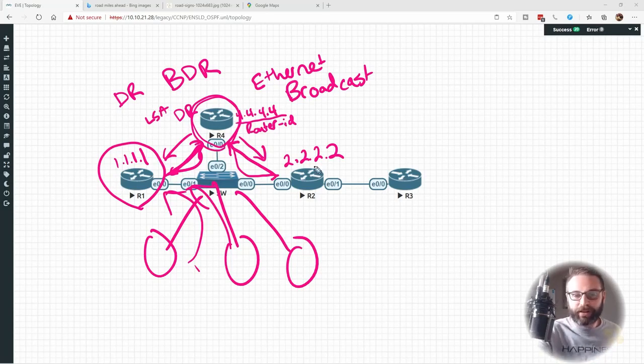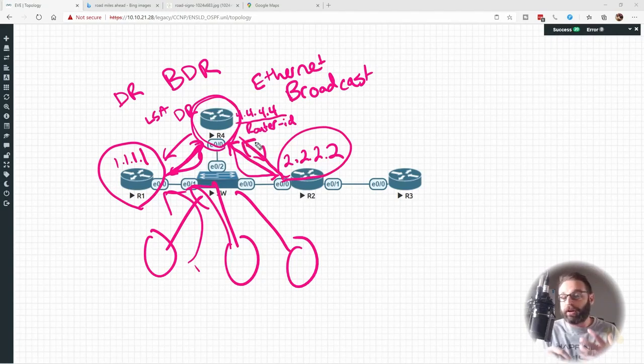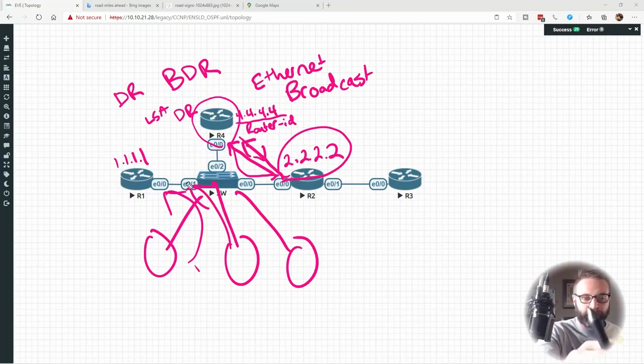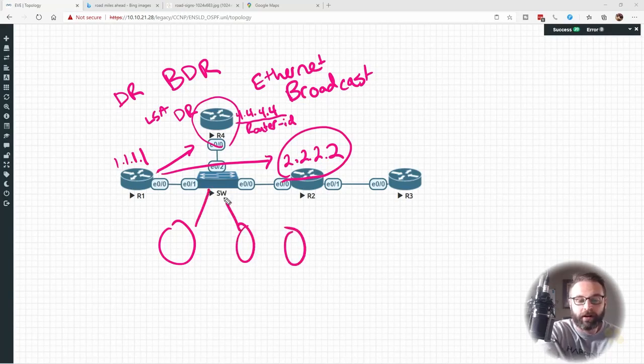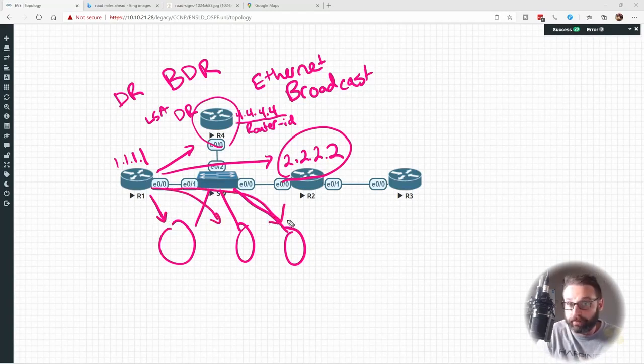Now, I did mention there's a backup designated router. Basically, 2.2.2.2 here would be the backup designated router, and it's just checking to make sure that R4 stays alive. R1 in this case, if I clean up the screen just a little bit here, will form a full adjacency to R4 and to R2. But if we were to add in more routers right here, R1 would notice that these other routers exist, but it would not form a full adjacency to them. It would only form a full adjacency to the designated router and the backup designated router.